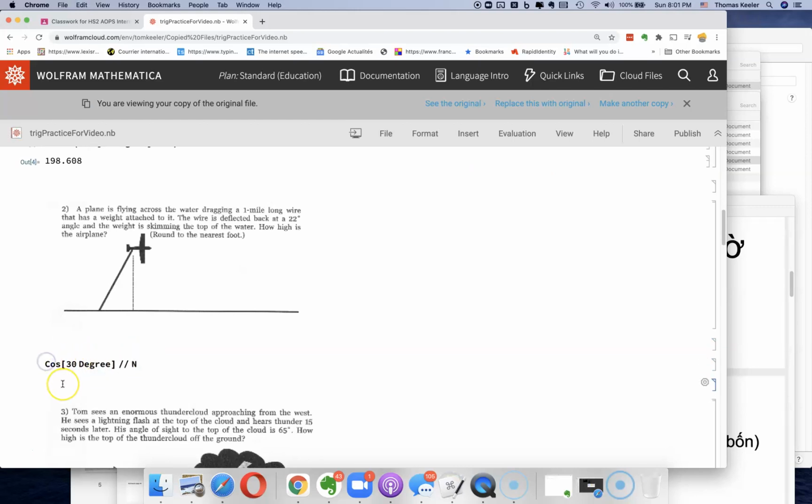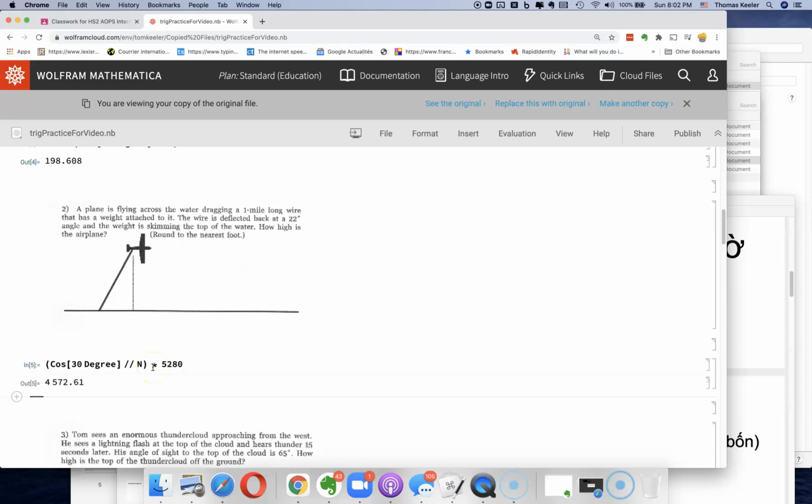And so let's put the whole thing in quotes. So that cosine, and then if we want to do feet, we'll do times 5,280. Okay, so that's the mile wire, so the hypotenuse. So if we multiply by the hypotenuse, it's going to be some part of that. And let's see what we get. So we get 4,500 feet. All right, so we're able to use the cosine.